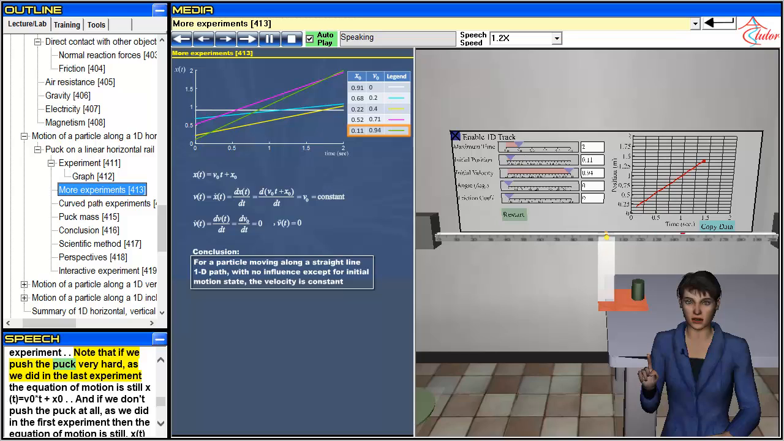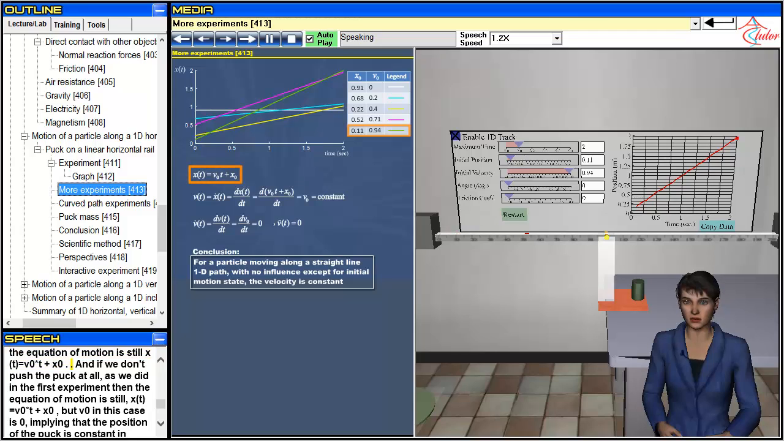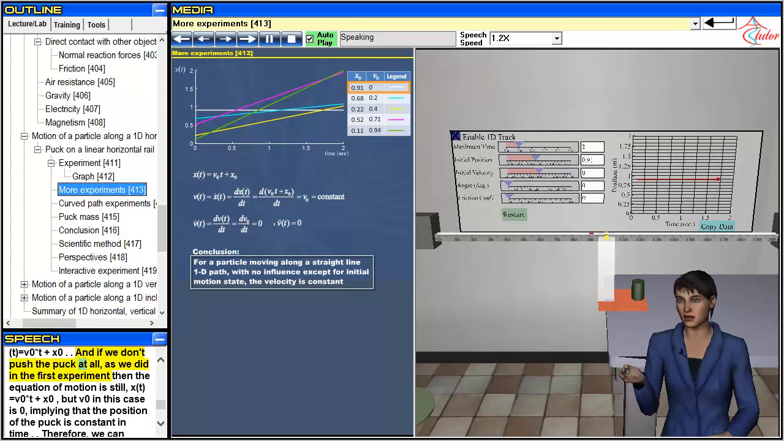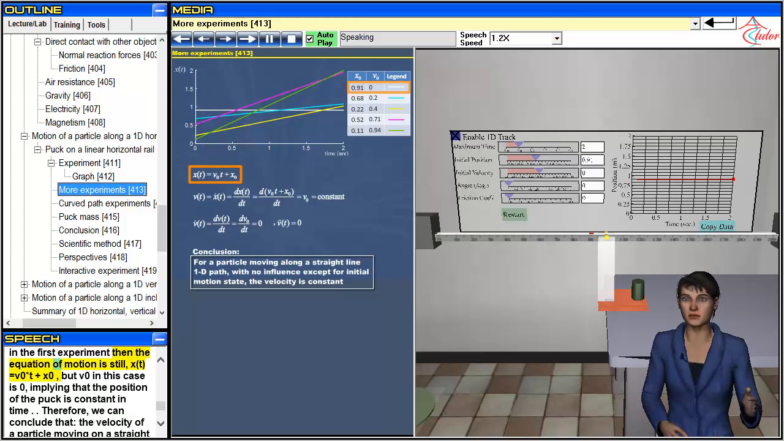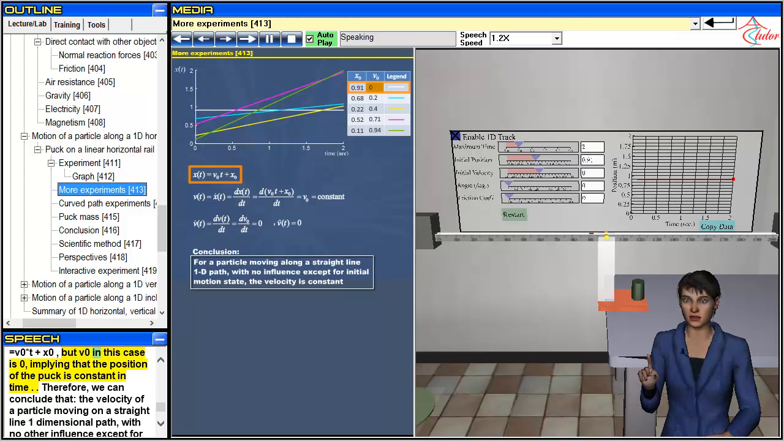Note that if we push the puck very hard, as we did in the last experiment, the equation of motion is still x of t is equal to v0 times t plus x0. And if we don't push the puck at all, as we did in the first experiment, then the equation of motion is still x of t is equal to v0 times t plus x0. But v0 in this case is 0, implying that the position of the puck is constant in time.